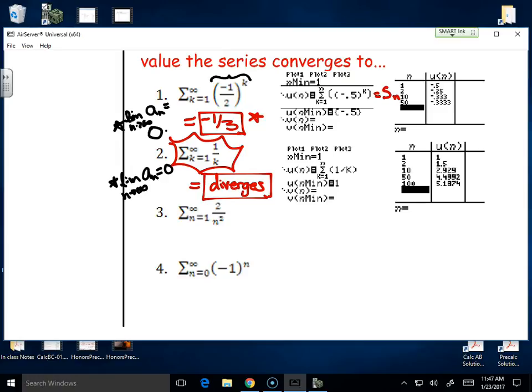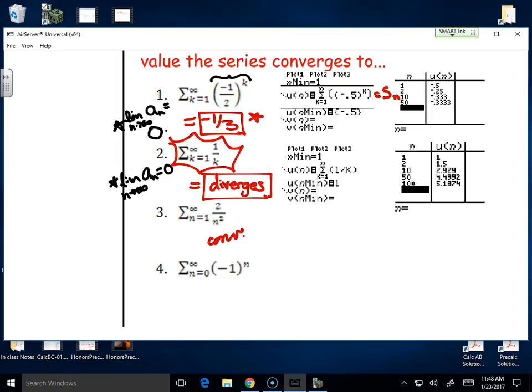Number 3. Long story short, once you go to your table, for our purposes right now, let me just say it is going to be convergent. And number 4, you guys should be able to look at it. Divergent. Why? It's oscillating between 1 and -1, 1 and -1, 1 and -1.